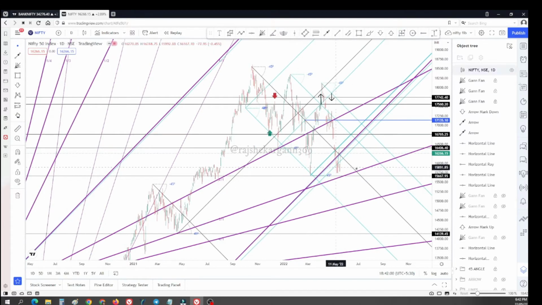So right now, this is the lifeline. Keep watch on this and stay connected with me on Telegram. I'll keep you updated. Now this is about Nifty Gann angles.